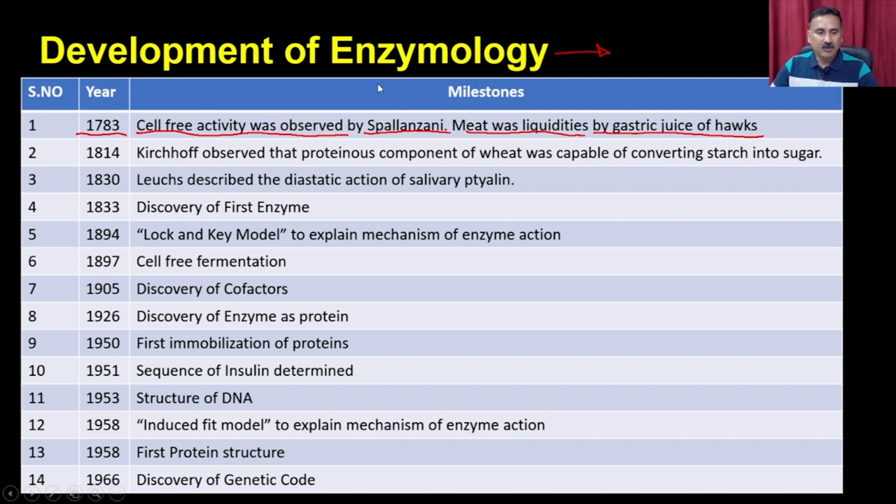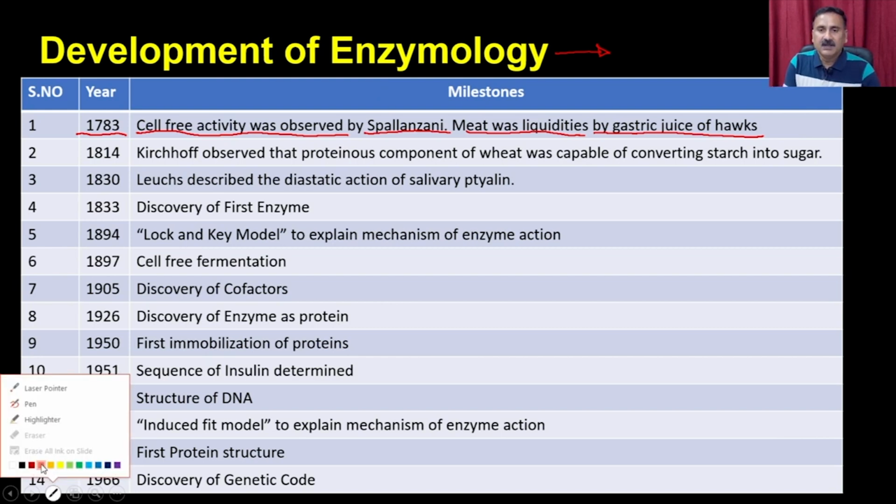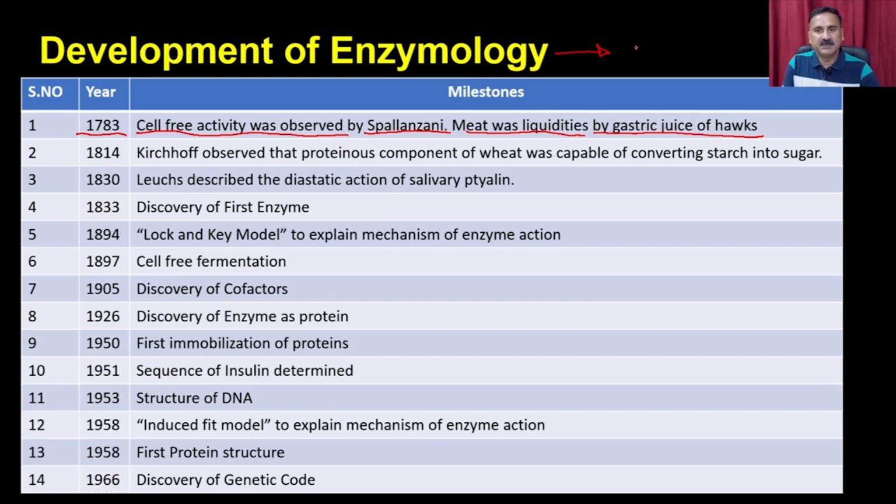Enzymology was developed as a field for application purposes. Initially people were trying to see how they could make meat a little soft so that it would give a better taste, and for that, in the year 1783, people observed that meat can be made a little soft, or tenderized, if you add the gastric juices of the hawk or the gastric juices of any organism.